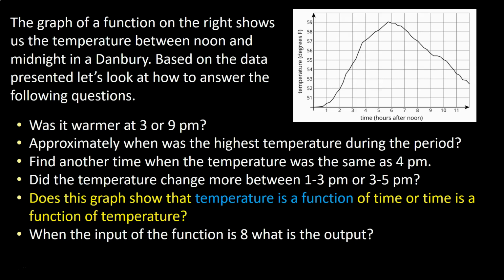And finally, let's take a look at the last question. When the input of the function is 8, what is the output? The input of the function, which is the independent variable, is shown on the x-axis. So we go over to the x-axis and we go up to find where that intersects with the line for the graph of the function. And we can see that that is 57 degrees. So when the input of the function is 8, what is the output? About 57.